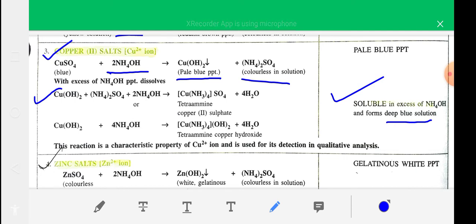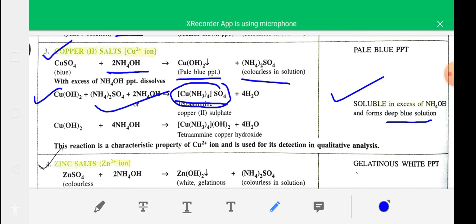And this pale blue precipitate, Cu(OH)2 copper hydroxide, reacts with excess ammonium hydroxide and forms a deep blue solution due to formation of [Cu(NH3)4]SO4 plus 2H2O, this compound, tetraammine copper 2 sulfate. Due to formation of this compound, the pale blue precipitate is soluble in excess ammonium hydroxide and forms a deep blue solution.